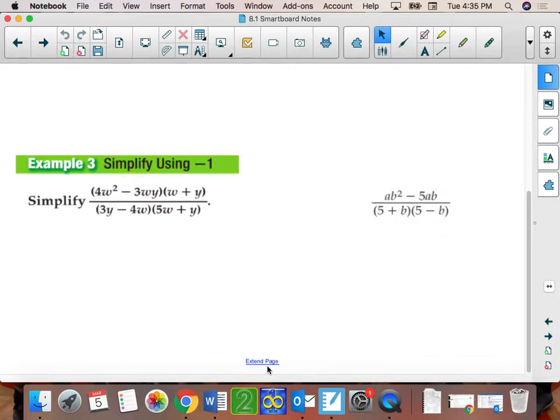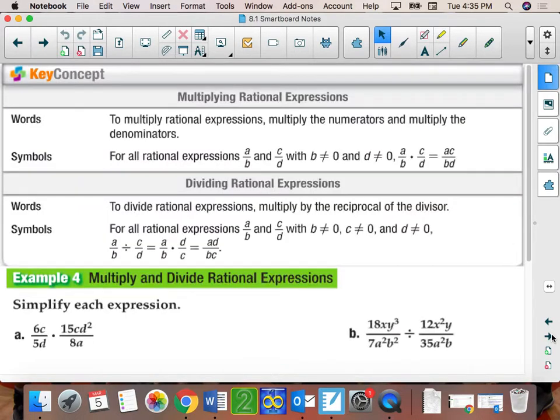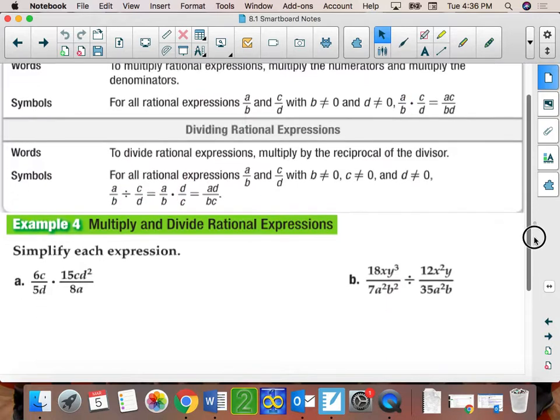All right, last page. And we're just looking at multiplying and dividing rational expressions. Basically, all this is saying up here is just making sure you remember when you multiply, you're going to multiply across the top and multiply across the bottom. And then remember with division, when you divide by fractions, it's keep the first one as is, change division to multiplication, and then flip your second fraction.